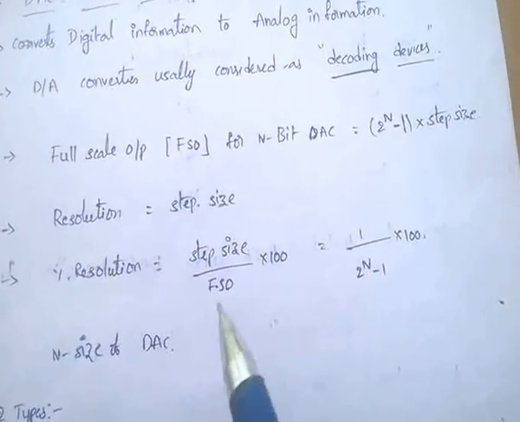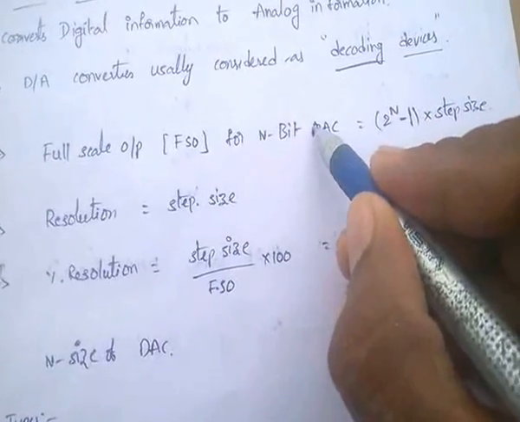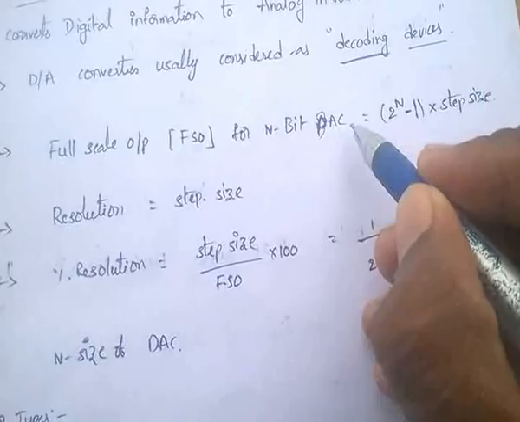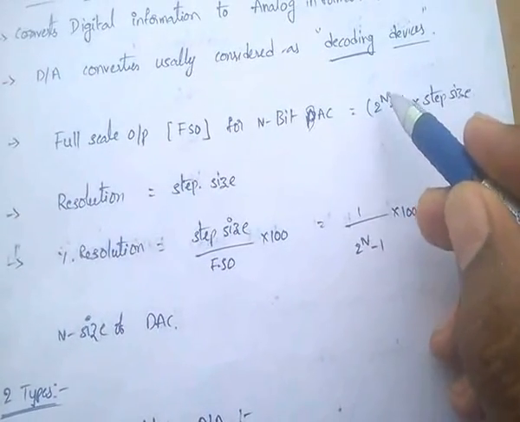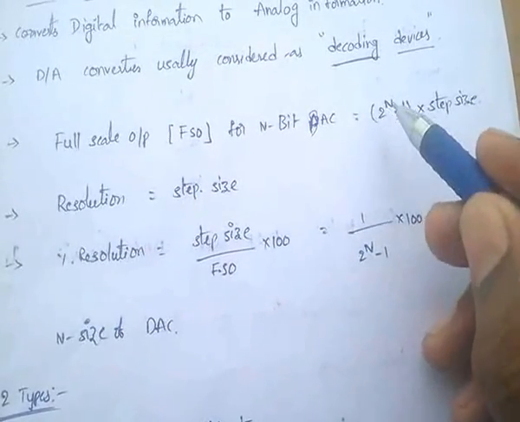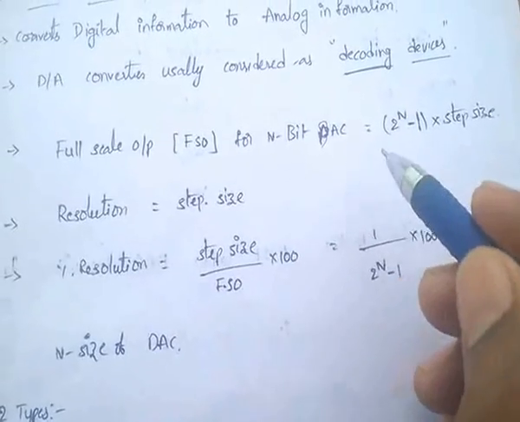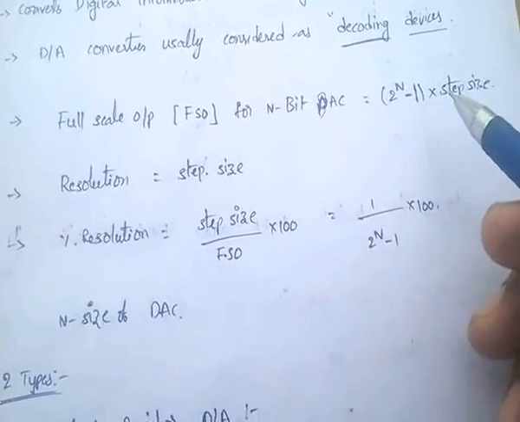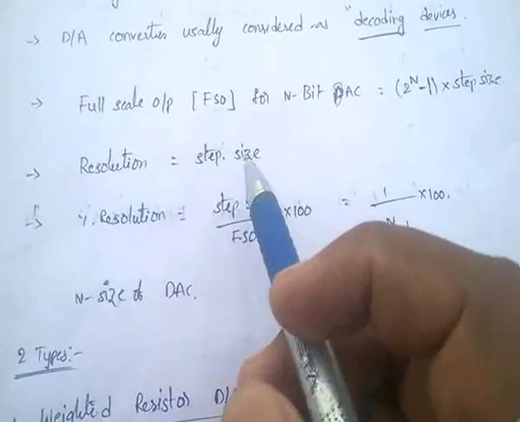Coming to full scale output for an n-bit DAC. For an n-bit digital to analog converter, full scale output is equal to 2 power n minus 1 into step size. Very important bit. And resolution is nothing but step size.